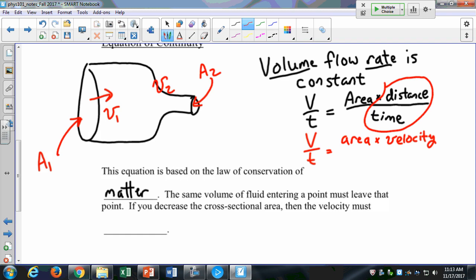It's going to go far. It's going to go faster, right? If I make area small, speed goes up. So V2 is going to be bigger. That's what you're doing when you squirt somebody. When you put your thumb over the end of the hose, you're just changing the area of the hose, and then that makes the water come out faster because of this equation of continuity. So next time you squirt somebody with a hose, you say, hey, got you with the equation of continuity.